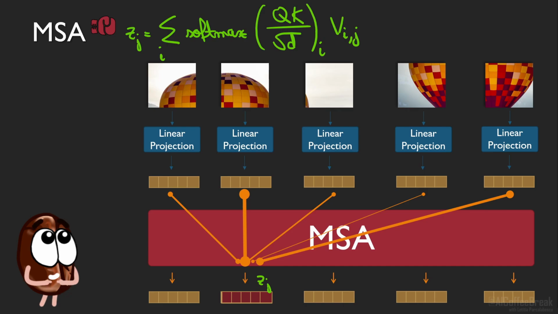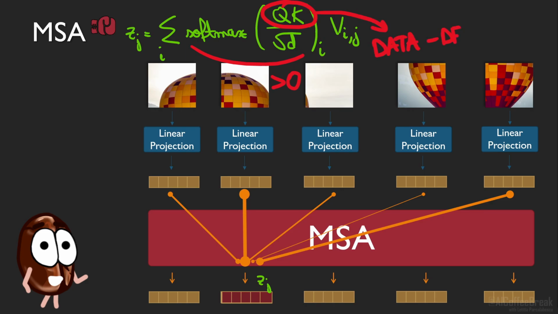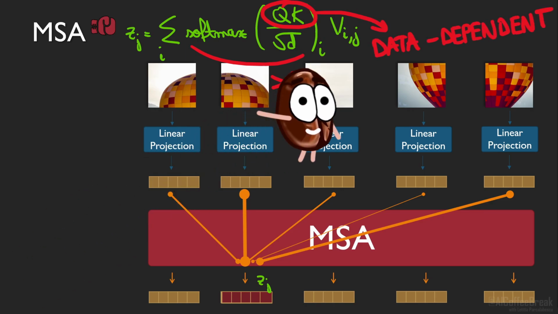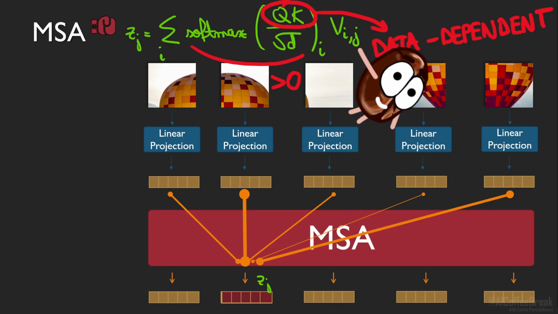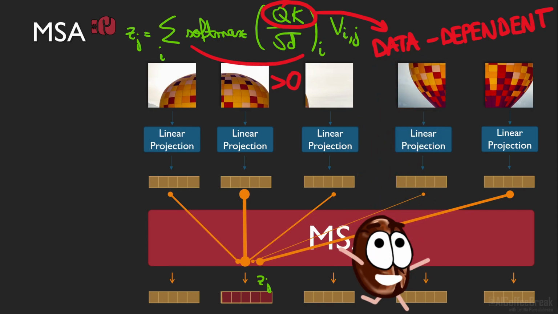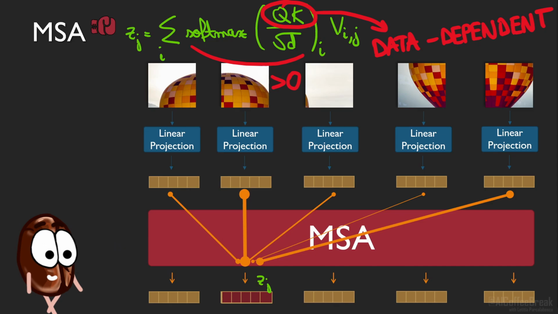But now the weights of the sum are first positive and second, dynamically computed through this renowned formula here, where we remember that the data itself is considered here in the keys and queries. In other words, these attention scores are highly data dependent and not static like the kernel values of the convolution. Don't be confused.